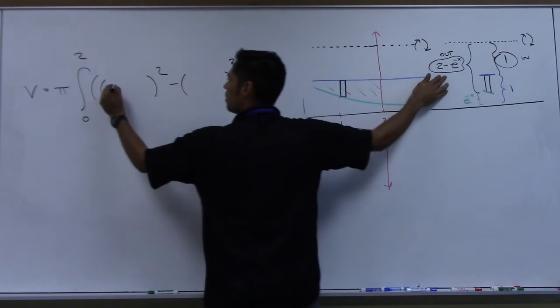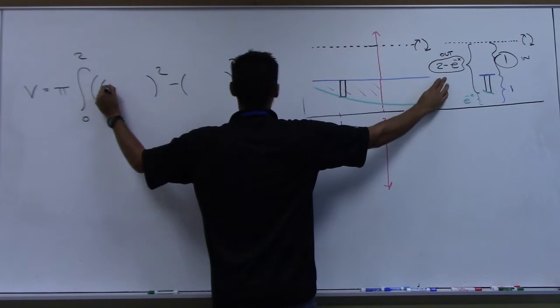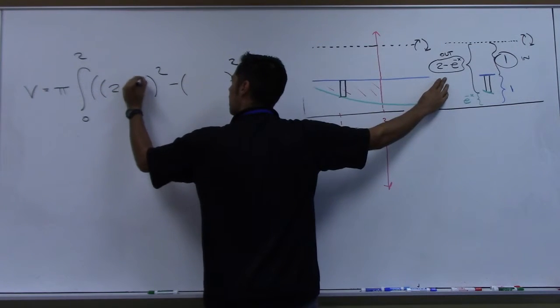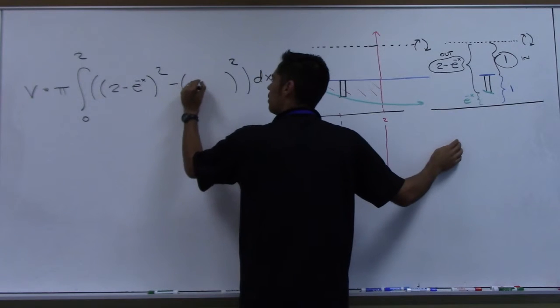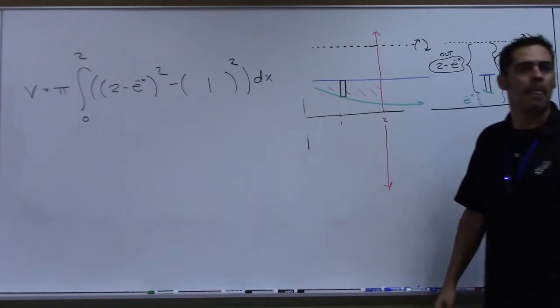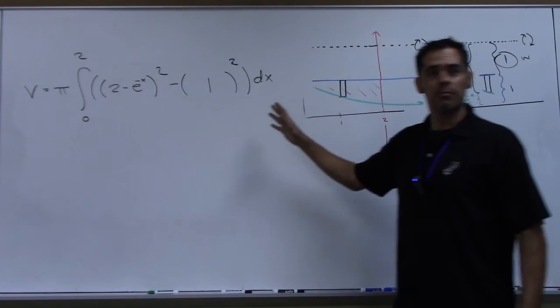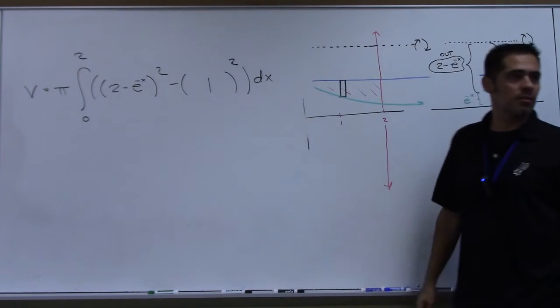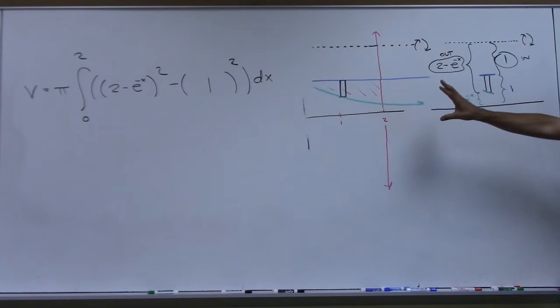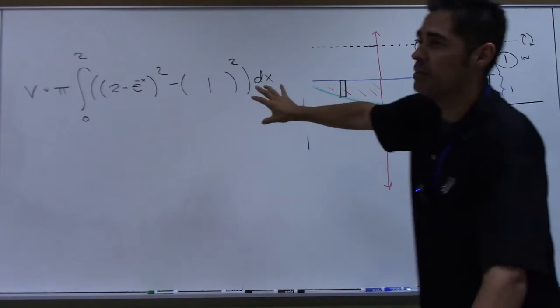2 minus e to the negative x is our outer. The inner is just 1, isn't it? Questions? So you take that the rest of the way. But that would be the setup of it. On a test, that's what I would want. That setup.